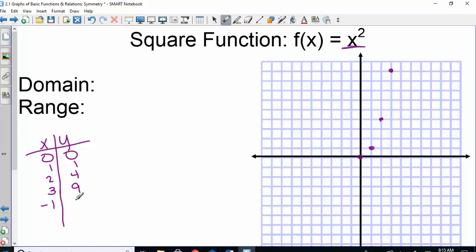So what's negative 1 squared? 1. What's negative 2 squared? 4. Positive 4. Negative 2 times negative 2 is positive 4. What's negative 3 squared? Positive 9. It goes by the same thing on each side.